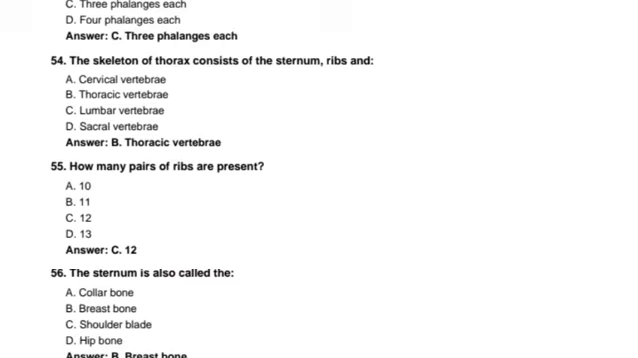Question number 52. The thumb has how many phalanges? Option A. 1, option B. 2, option C. 3, option D. 4. The right answer is option B. 2.